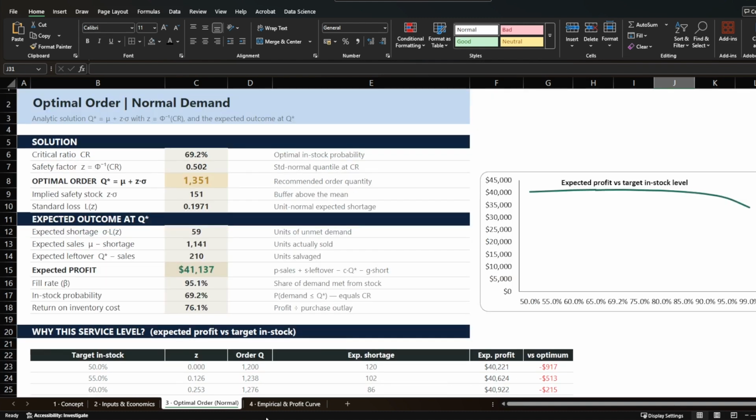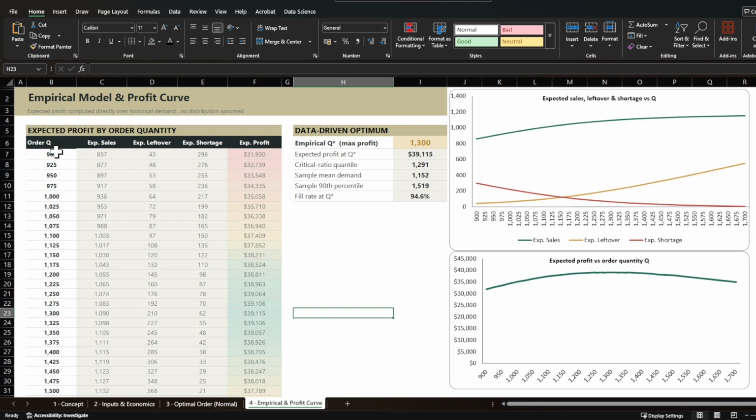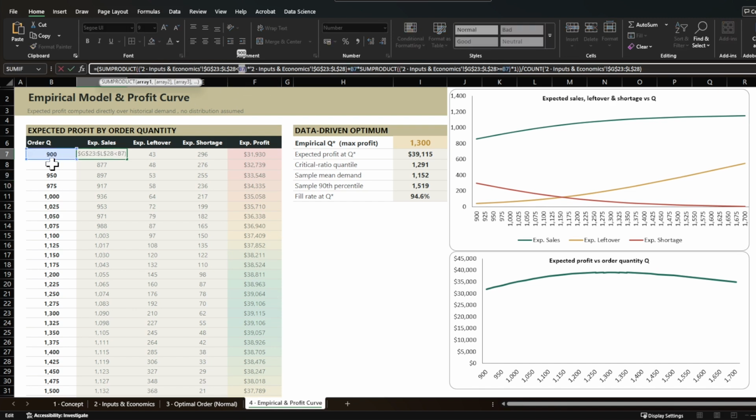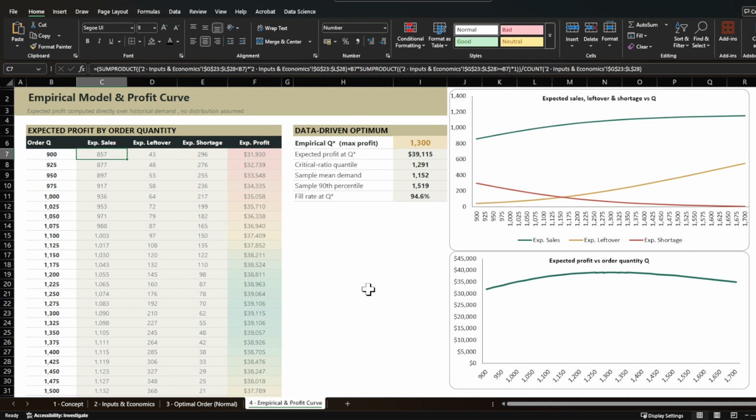Now what if you do not know your demand function or demand curve, and it is not following the bell curve? Now we come to the empirical way of calculating it. Let's say you are going to order 900 units. As per your historical demand, you calculate your expected sales using this formula. First you check if your quantity, which is 900, is greater than the demand. In that case, you serve all of your demand. But when the demand is greater than your quantity, the quantity which you can serve is only B7. We take the average of all scenarios, and the expected sales will be 857.